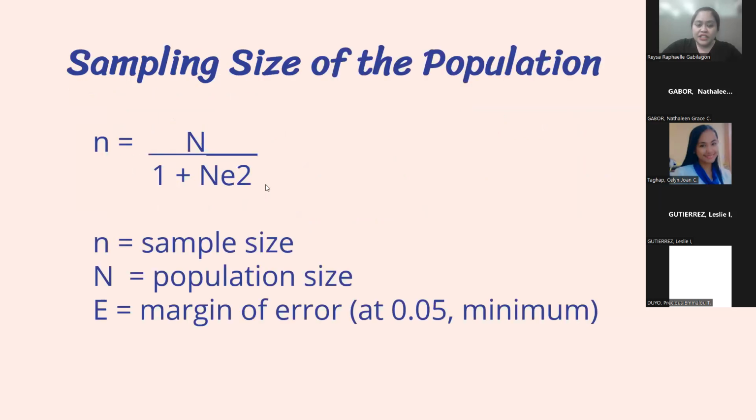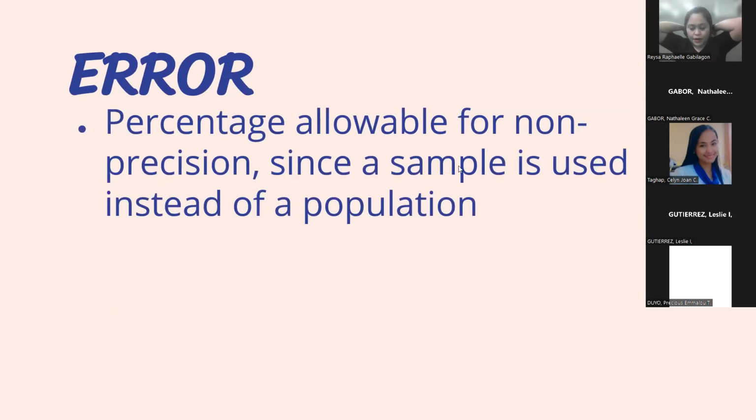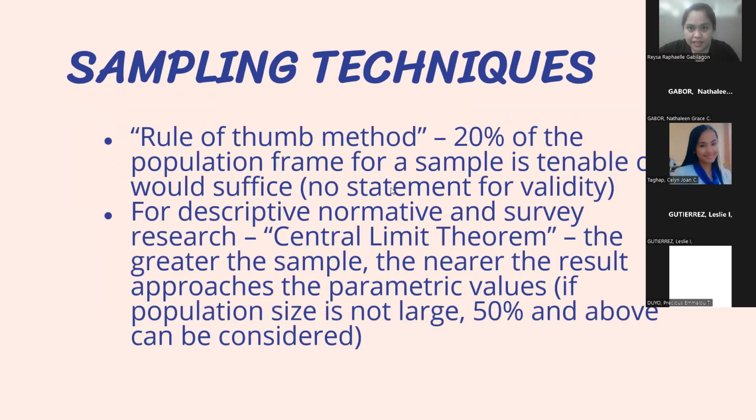So again, this E here is error. It's our allowable room for error, the non-precision that we allow since we are just using samples and we are not doing a population study. Okay?